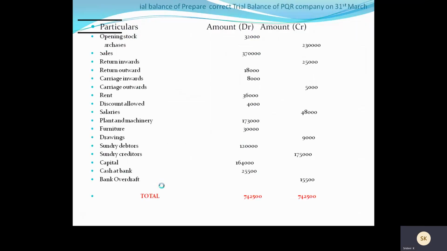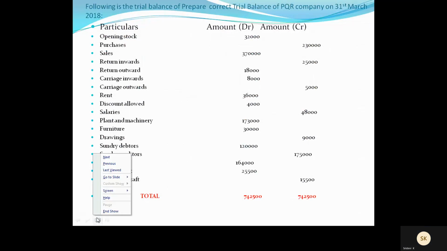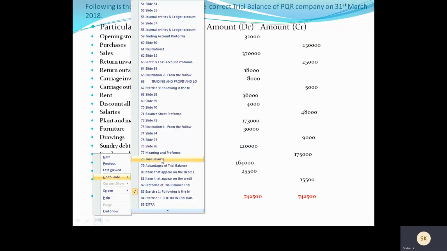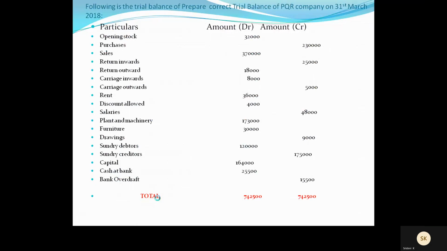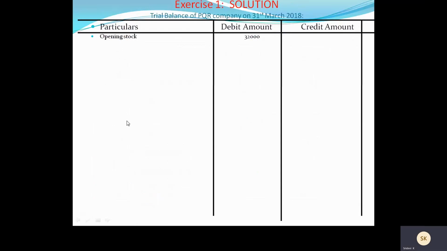Purchases are given in the credit amount column. Purchases 2,30,000, this is wrongly given. So we will change it to the debit column like this. We will show that amount in the debit amount column. So write purchases here, but show the amount in the debit amount column, 2,30,000. It was given in the credit amount column in the question. We are rectifying it to the debit amount column.